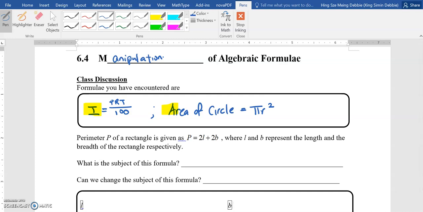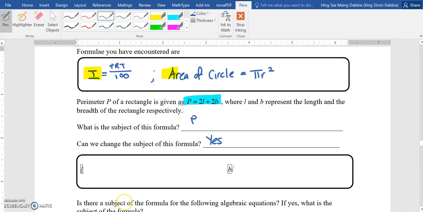The perimeter of a rectangle is given by P equals 2 lengths plus 2 breadths, P = 2l + 2b. The subject of the formula in this case is essentially P. Can we change the subject of this formula? The answer is yes. We can make l the subject of the formula by doing some form of manipulation. At a glance, we know that if we take the perimeter, minus away 2 breadths, and divide by 2, we can get the 1 length.